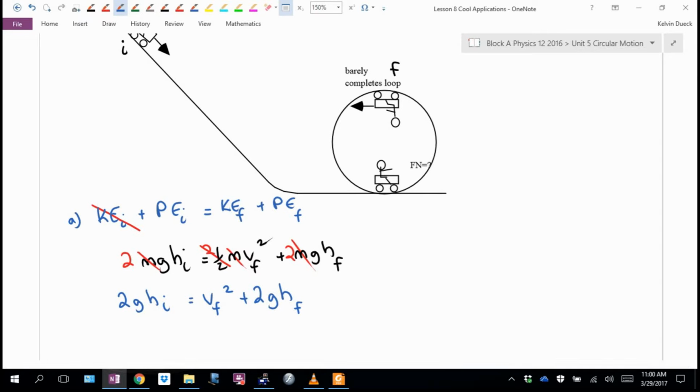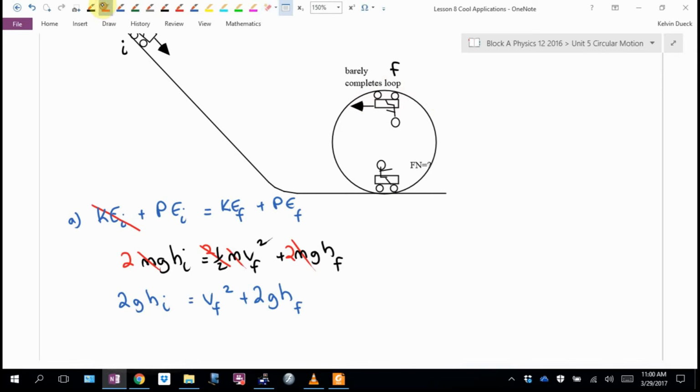Here's my problem. I mean, I'm okay with H final, because if the radius is 4 plus 4, 8. I don't know how fast I'm going up there. Wait a minute. What path are we tracing out? Let's try a free body diagram.